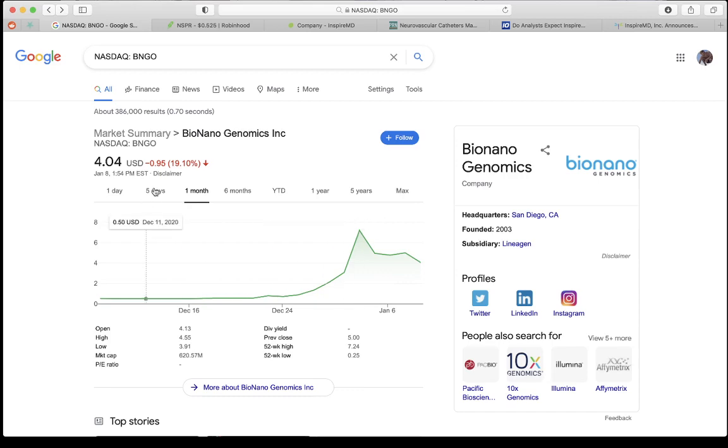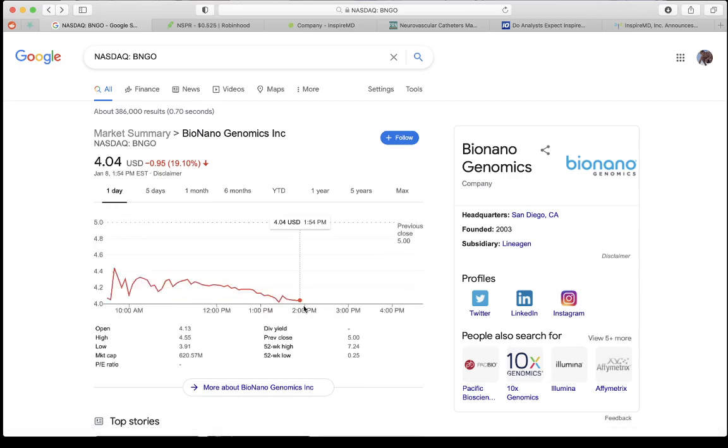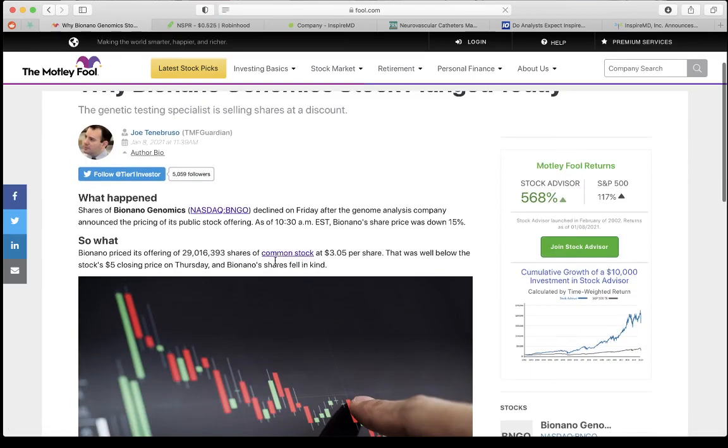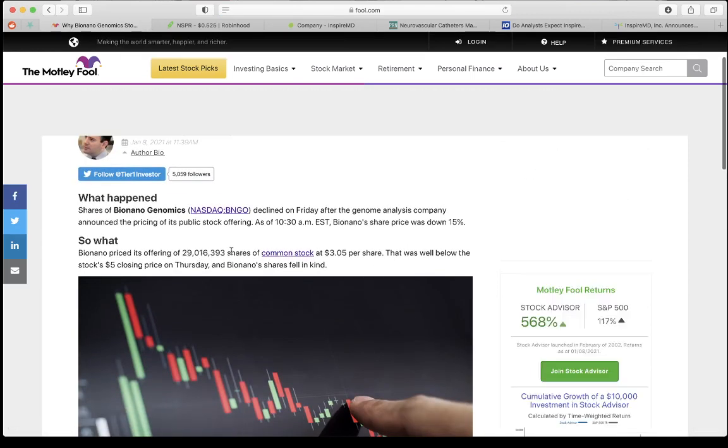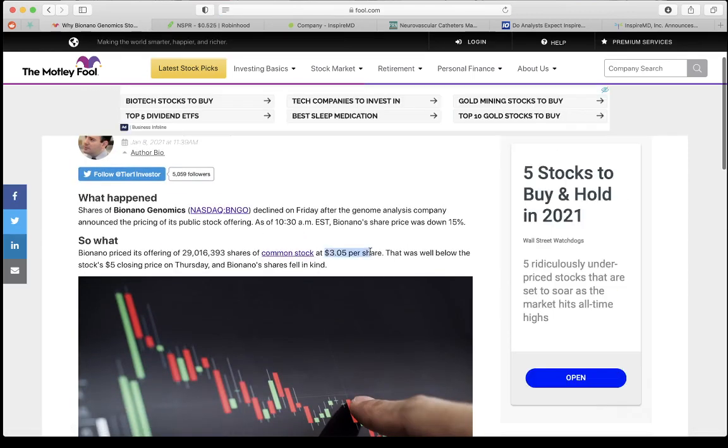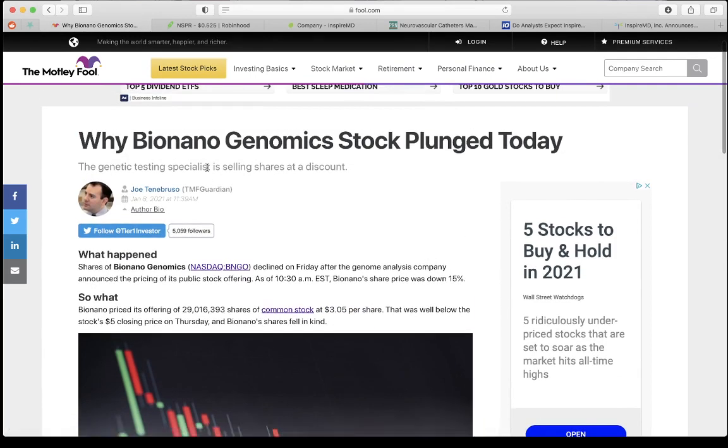The only thing that did hurt BNGO today was news that they are offering about 29 million shares of their stock at a price of $3.50 per share. So usually what happens is, after these shares are given out, the stock price will probably go below that, so maybe hitting around $3, maybe $3.05, around that price.